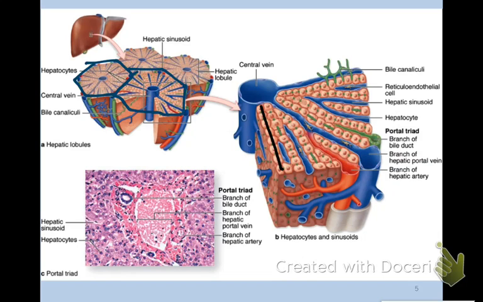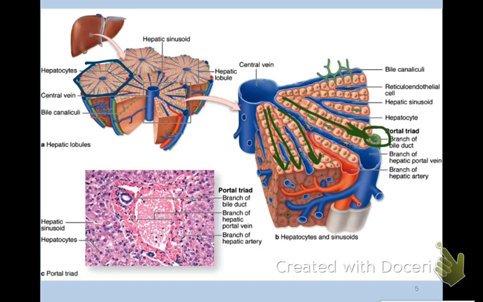Now, which way is bile flowing? Well, bile flows the opposite direction of blood. This is very important. So bile is going to be created by all the hepatocytes, but then flow in the opposite direction. It's going to be collected in these things called bile canaliculi, and then put into one of the branches of the bile duct and head down out to the gallbladder.